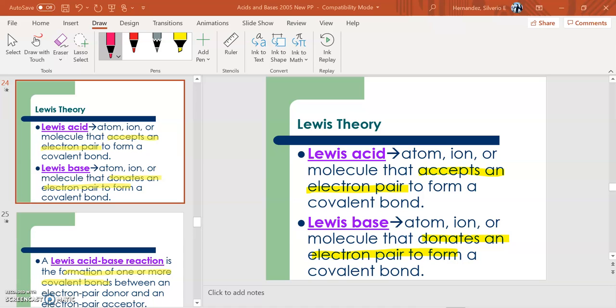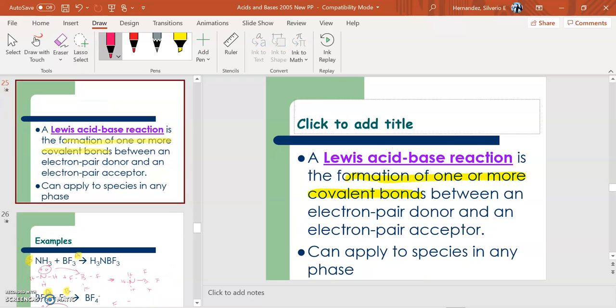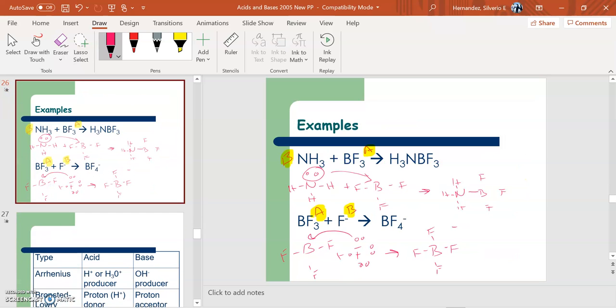I'll have you remember that whenever something accepts an electron pair, or something donates an electron pair, they're forming a covalent bond. That's what the next slide talks about. In a Lewis acid-base reaction, there's a formation of a covalent bond. We're going to be looking here at two examples where we see this occurring: who's donating, who's accepting.